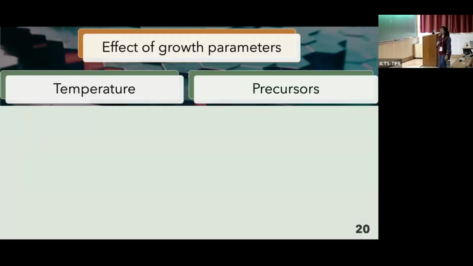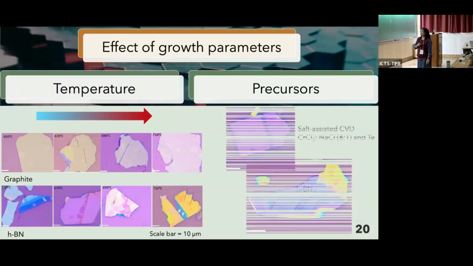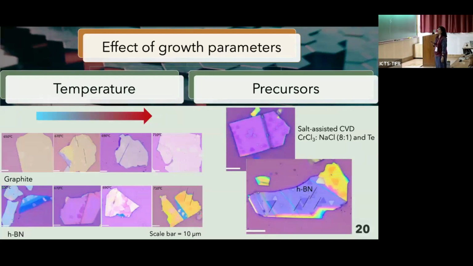We have also seen the effect of different growth parameters. One is the temperature. As you go to higher and higher temperature, the epitaxy is better. And we can also try other kinds of precursors, for example, salt assisted CVD. You can mix NaCl with chromium chloride, which reduces the sublimation temperature of these precursors, and you see well aligned domains formed in this salt assisted CVD technique.